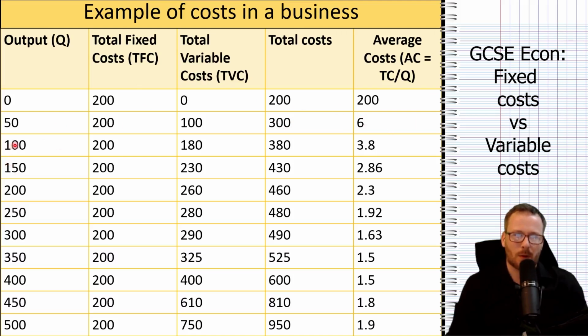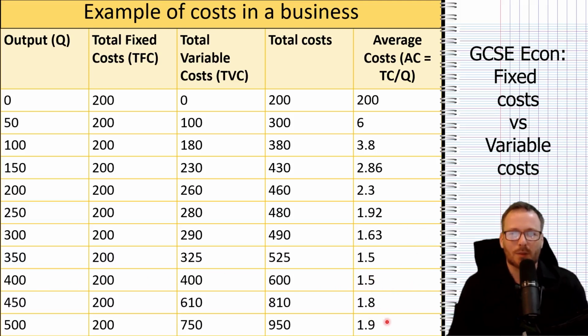Look what happens when we ramp up production. Now we've got 100. Variable costs have increased, of course. Total costs have increased by 80. But the average cost of production's gone down. This is wonderful. And look, as we produce more, average costs keep going down and down and down, until, look what happens here. Average costs go back up again.